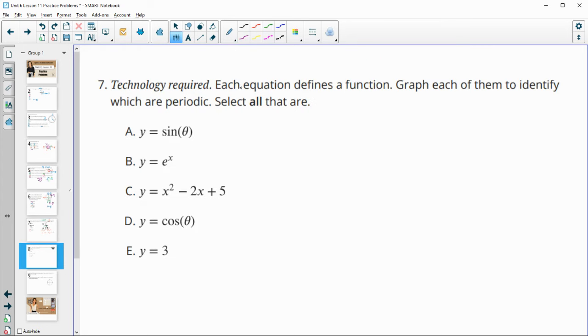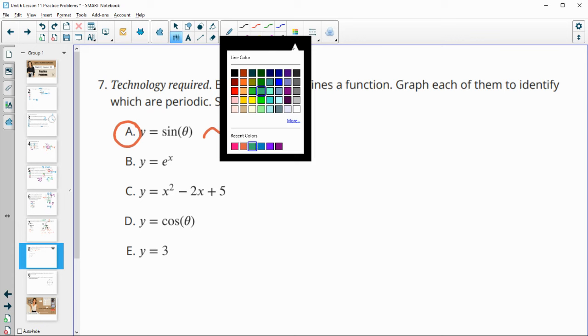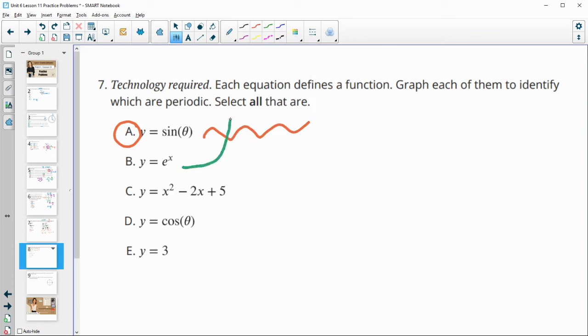Number 7, each equation defines a function, graph each of them, and identify which of them are periodic, and then select all that are true. So I'm not going to graph these, but I'll just draw you a quick sketch of each of these, of what it would look like if you were to graph it. So the sine function is going to look like this, right? So that is periodic. It goes high to low, back to high, low, and goes through a pattern, and continues that pattern on forever. So that one is periodic. The e to the x function looks like this. So that one starts low and just keeps getting high. It's never coming back down or going back up. So that one is not periodic.